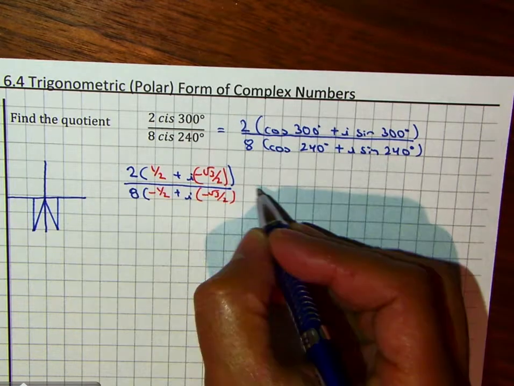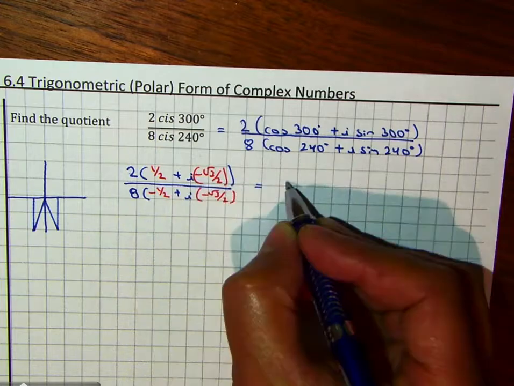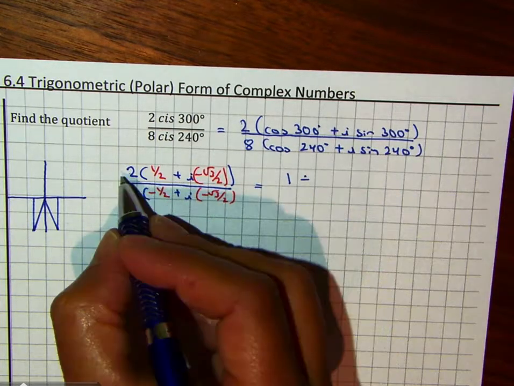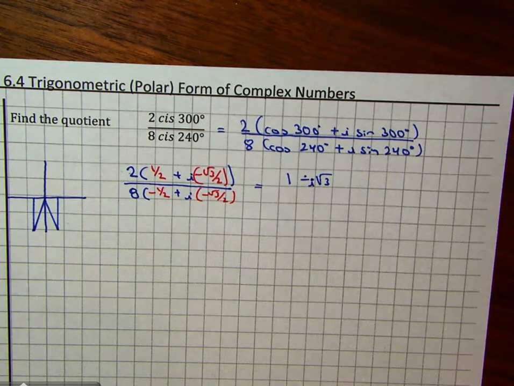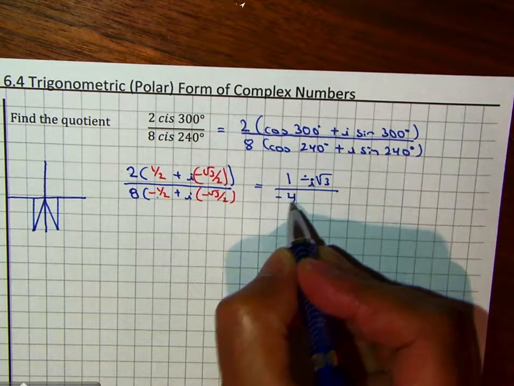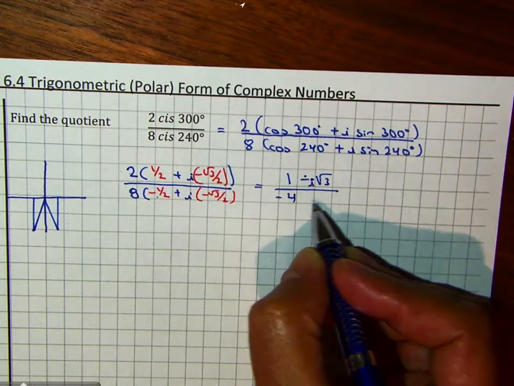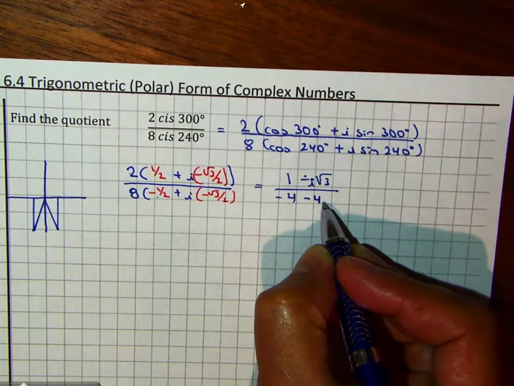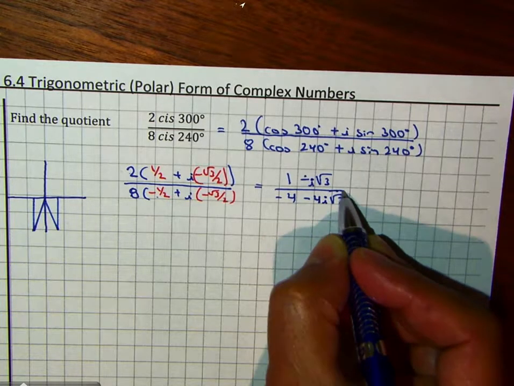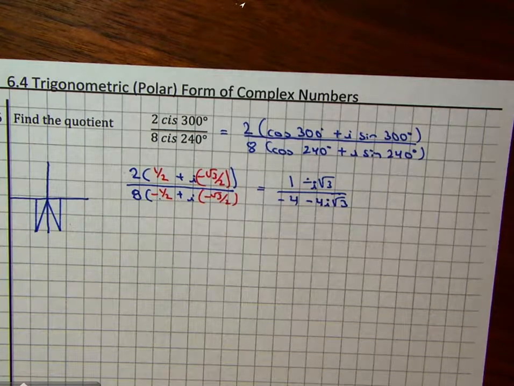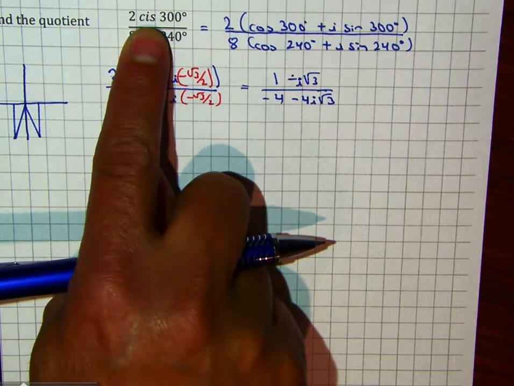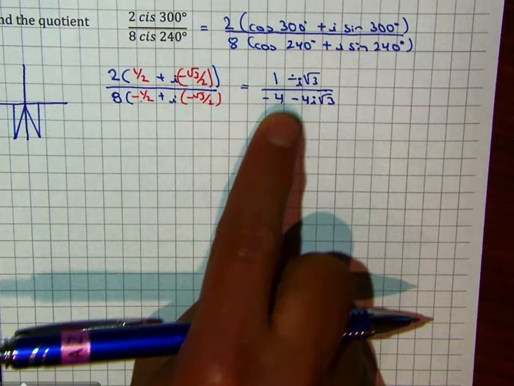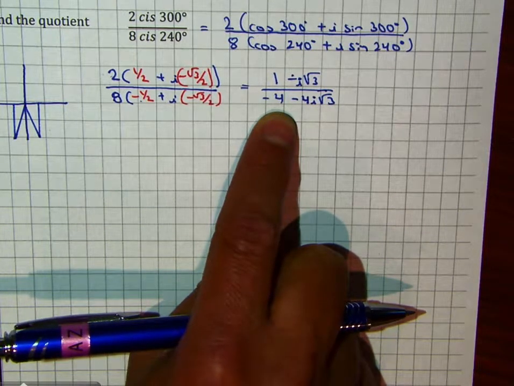I'm going to distribute, so it gives me 1 minus. The 2's cancel out, so I have square root of 3. And let me place my i right before it. Over. I'm going to distribute the 8, so it gives me negative 4. The 8 and the 2 simplify to negative 4i square root of 3. And I'll place my i between, just like we've seen before. And now that I have the rectangular form for each of the complex numbers, then I can simplify.